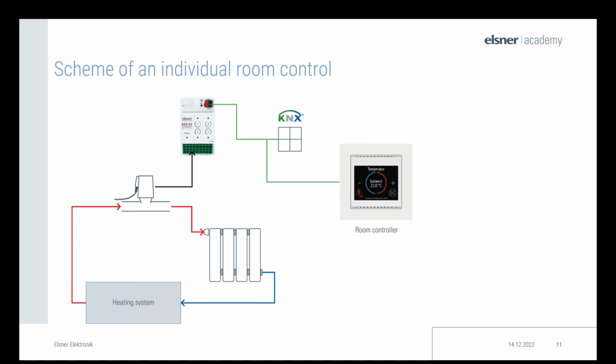The arrows drawn in red show the hot water flow to the heater, and the arrows drawn in blue show the return flow from the heater. So the used or cooler water gets injected into the heating system again.